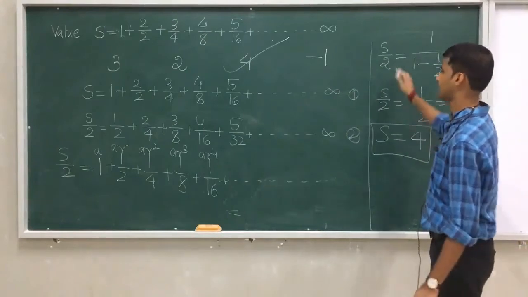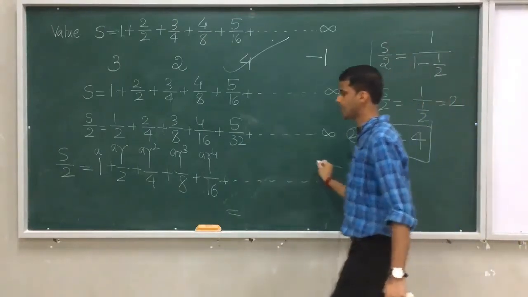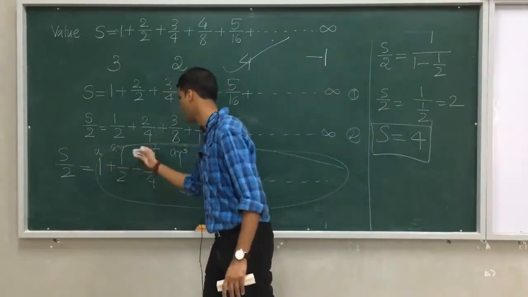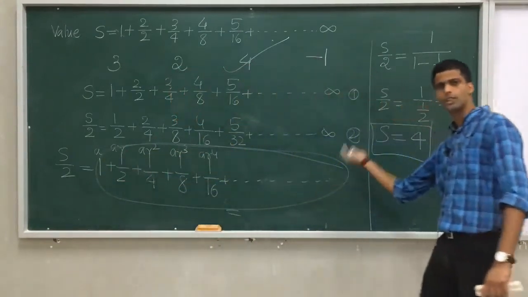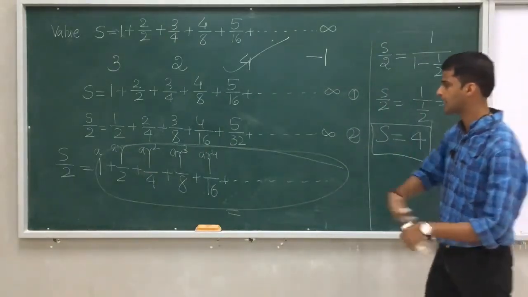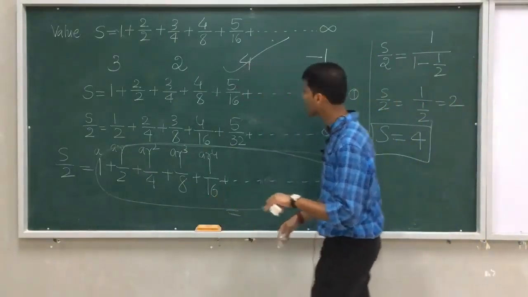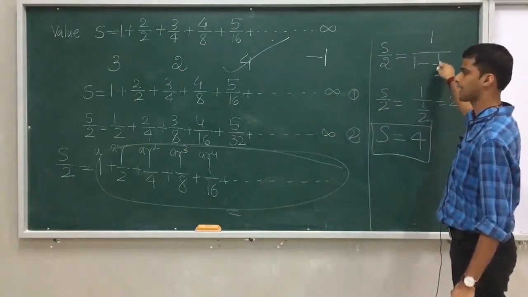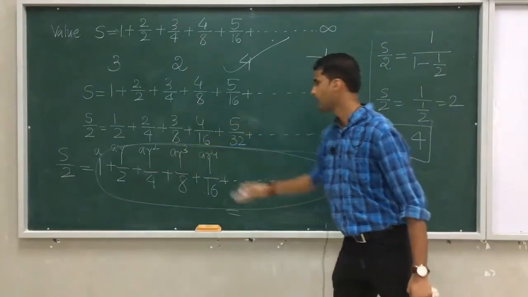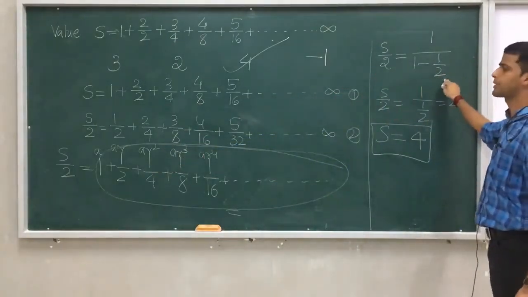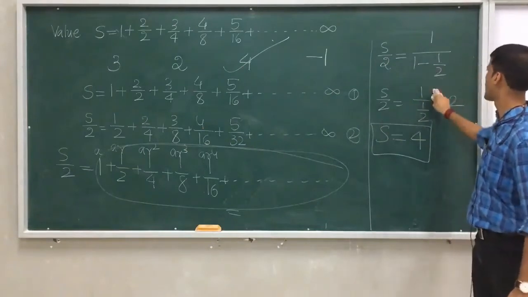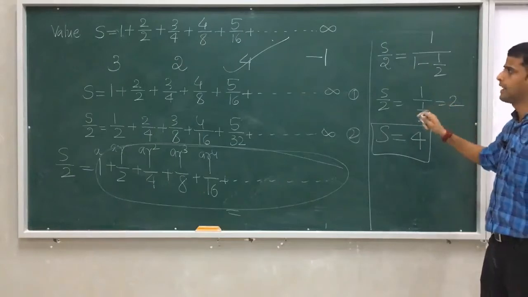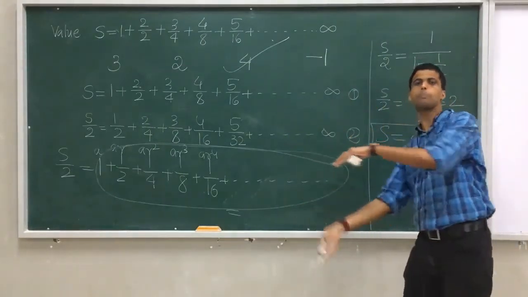And with this pattern, I can say S by 2 equals, it is like an infinite GP, right? AR square, AR cube, AR raised to 4, dot, dot, dot. The story continues up to infinity, so I can say S by 2 is equal to A upon 1 minus R, where A is 1 and the common ratio is 1 by 2. So S by 2 is equal to 1 by 1 minus 1 by 2. It is 2.